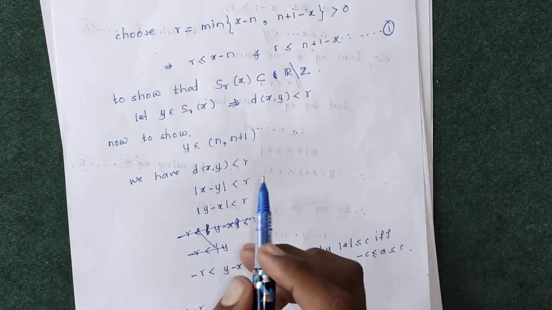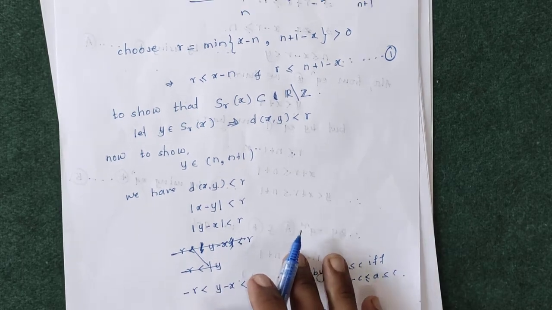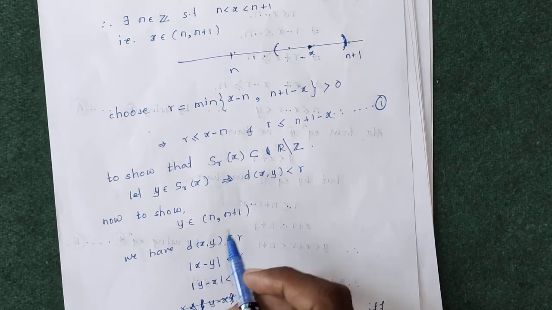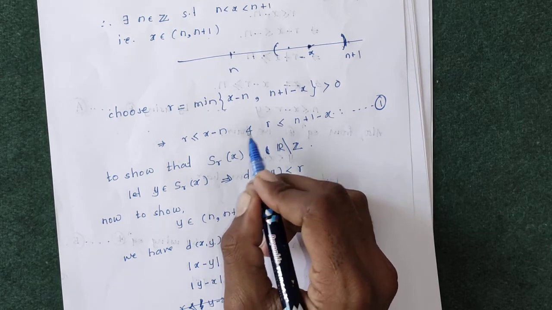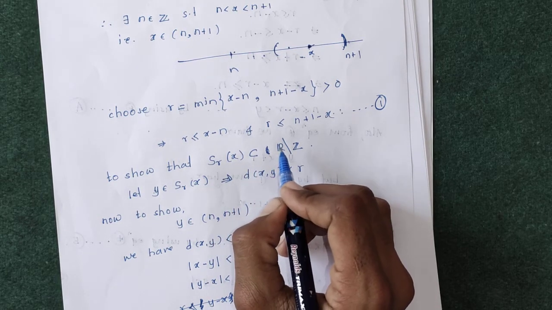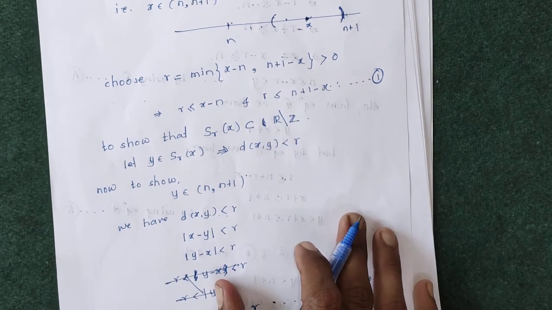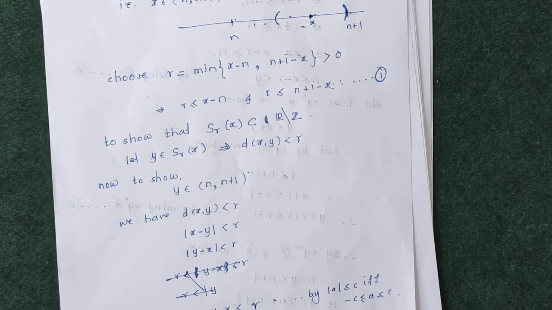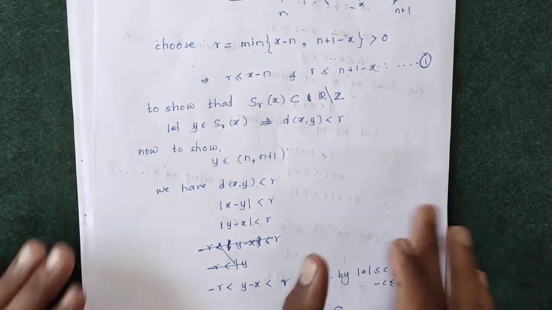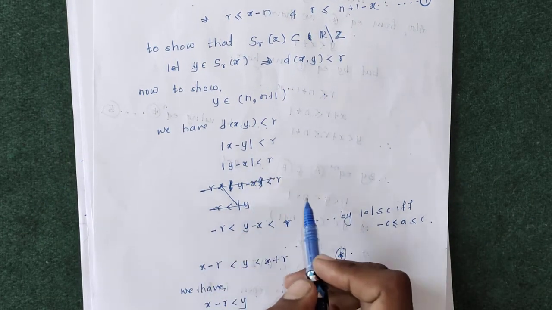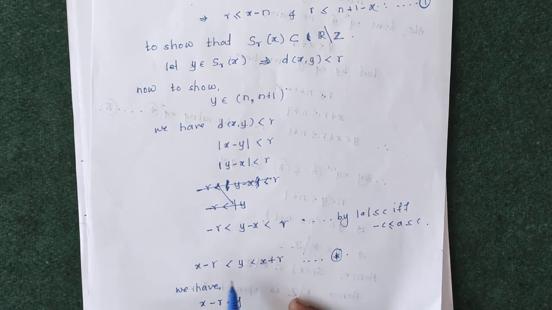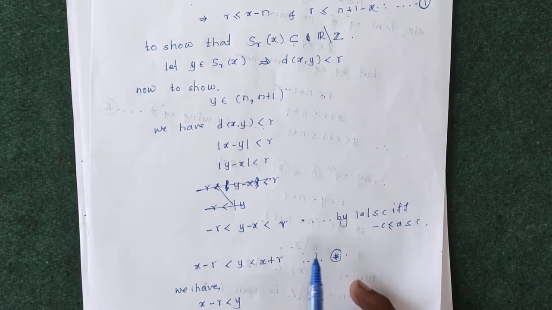So using the definition, distance of xy is equal to mod x minus y. The distance is not given in this example, so in any example in which it is not given, we can directly use the standard metric, that is, the distance of xy is equal to mod x minus y. So using this result we can write minus r less than y minus x less than r, adding x on both sides we get this. This is our equation number star.